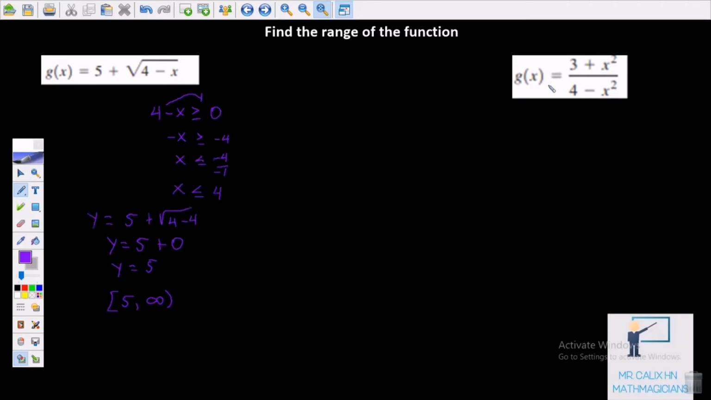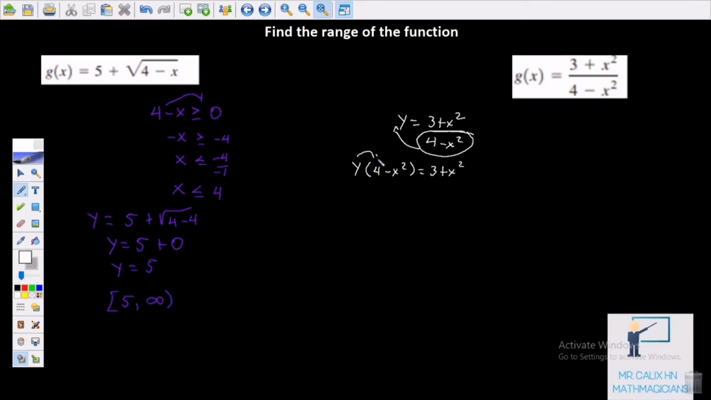For the next exercise, it says g(x) is equal to 3 plus x squared over 4 minus x squared. For this one, again, we're going to substitute, instead of g(x), y is equal to 3 plus x squared over 4 minus x squared, the function that we had. Next step is we're going to solve for x. So we send my denominator to this side to multiply the y. Y times 4 minus x squared is now equal to 3 plus x squared.